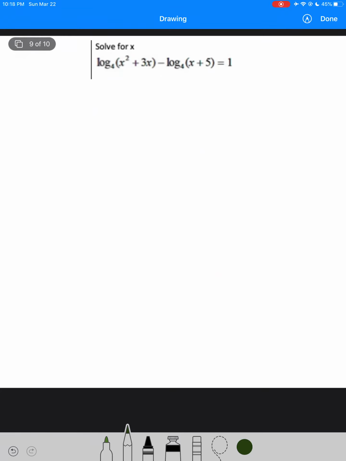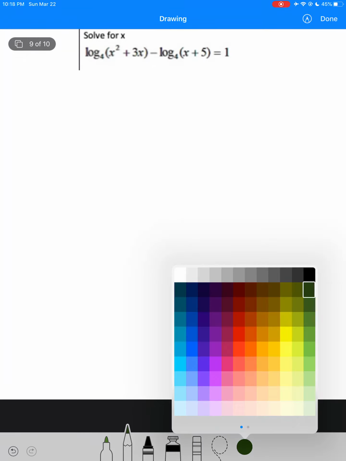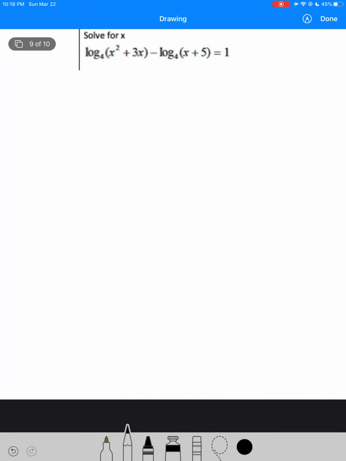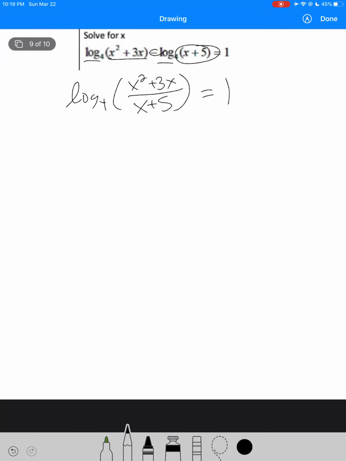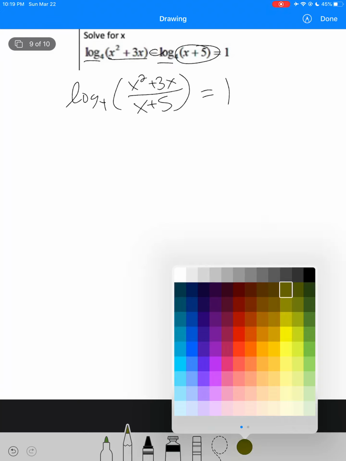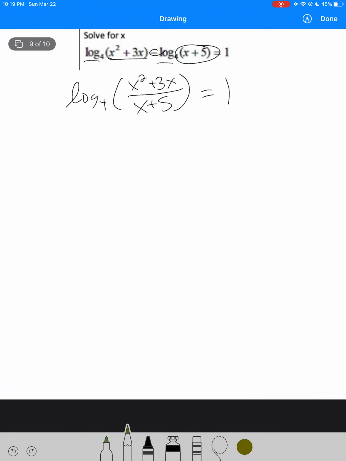All right, one last problem. So let's say we want to solve this one for x. We see that the bases are the same. We see that it's minus. So we can use the quotient property. The base stays the same. This goes at the top. This goes at the bottom. Can we divide this? Be careful here. Can we divide these two? The answer is no, because these are grouped together and these are grouped together. So we cannot divide them.